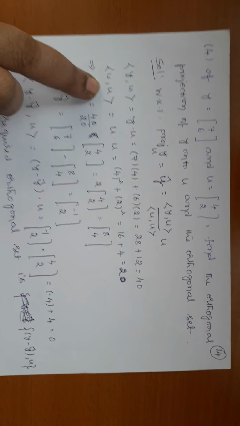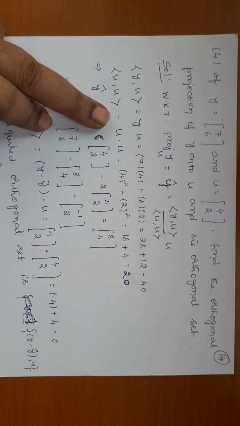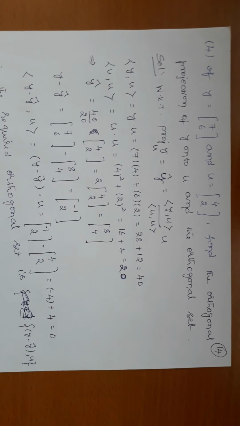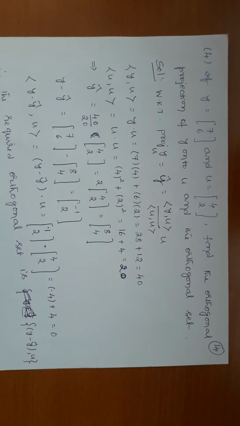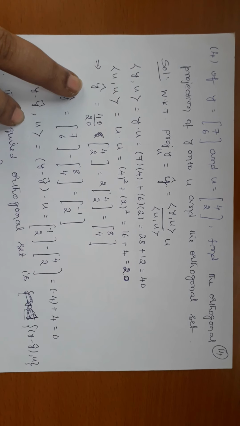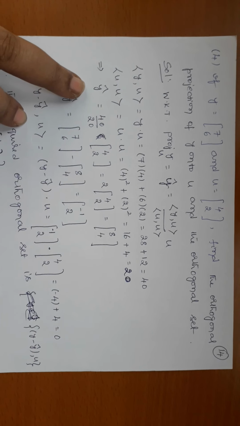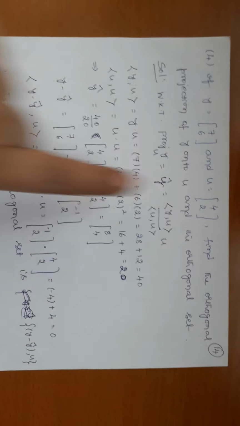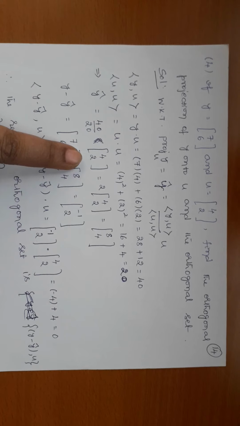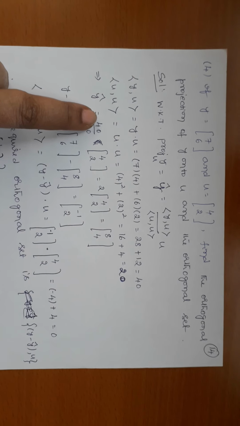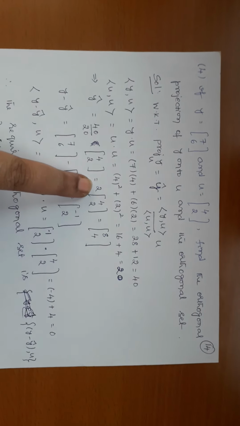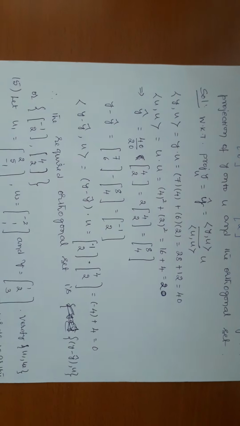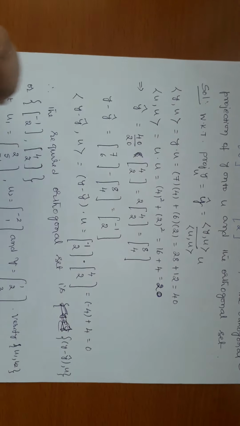Similarly, I have to find the inner product of u comma u. That is u dot u, which is 4 square plus 2 square. Simplify that, we get 20. Substituting, the orthogonal projection of y onto u is 40 divided by 20 times u. U is the column vector 4 2. Taking the scalar inside, we get 8 and 4. This is my orthogonal projection of y onto u.